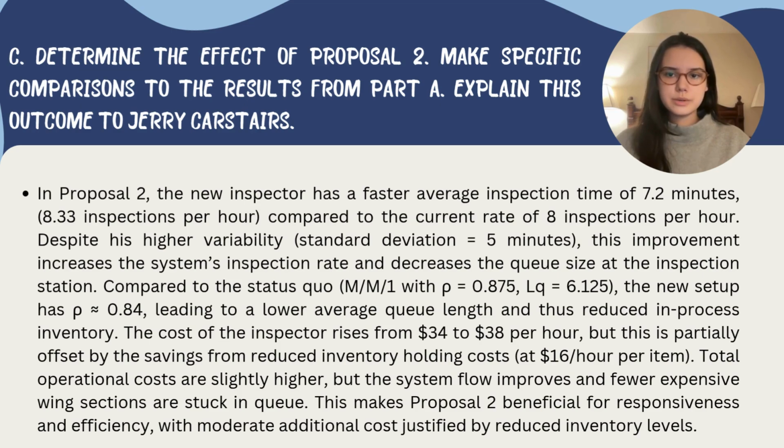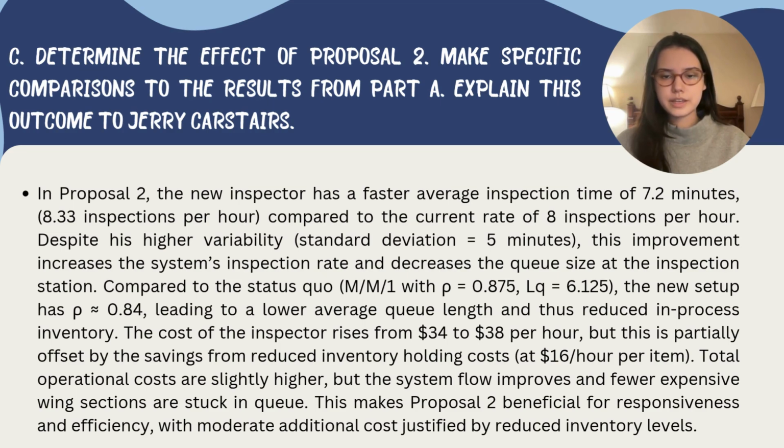In Proposal 2, the new inspector has a faster average inspection time of 7.2 minutes, or about 8.33 inspections per hour, compared to the current rate of 8 inspections per hour, although the inspector has higher variability with a standard deviation of 5 minutes. This improvement helps increase the system's inspection rate and decrease the queue size at the inspection station.